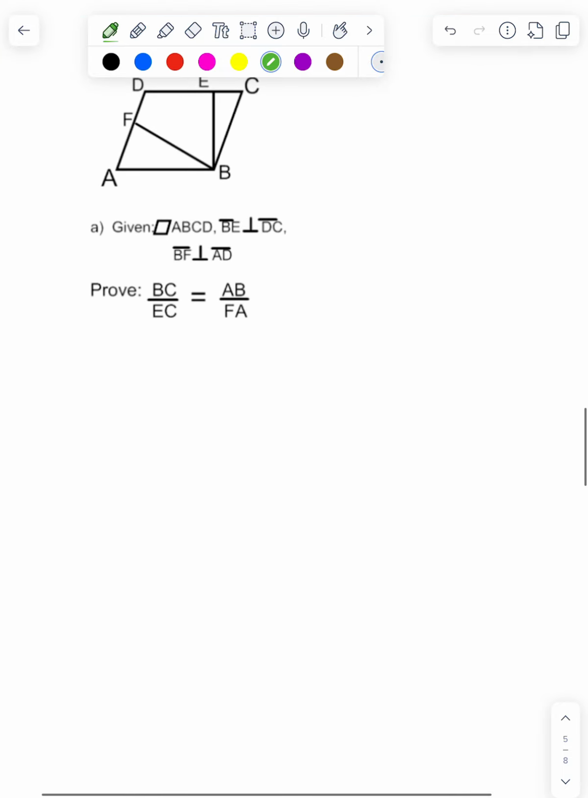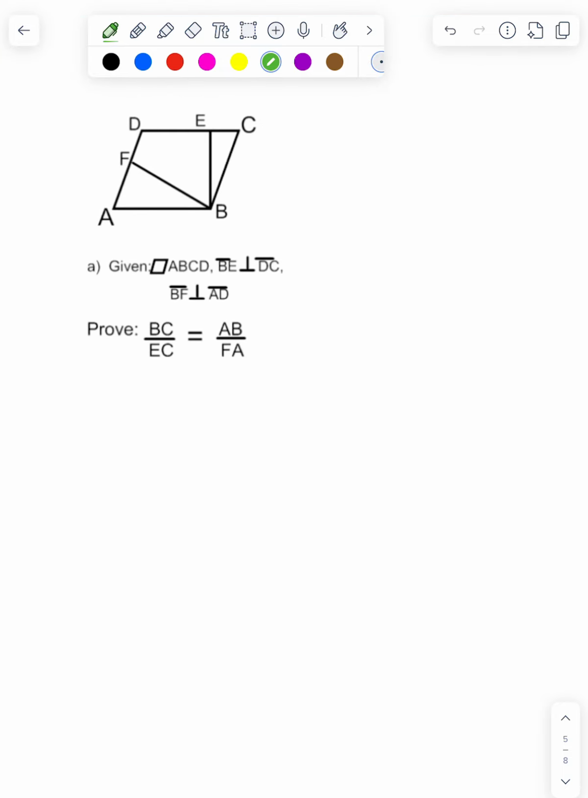Okay. Now we're getting a little bit different. If you look at the proof statement, we're proving a proportion. And we know that when triangles are similar, their corresponding sides are proportional. So we can set up a proportion involving the corresponding sides. So step 1 is we're going to prove the triangles similar. And then step 2 is we can prove the proportion involving the corresponding sides.